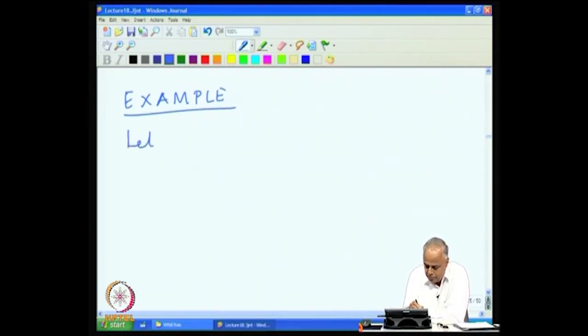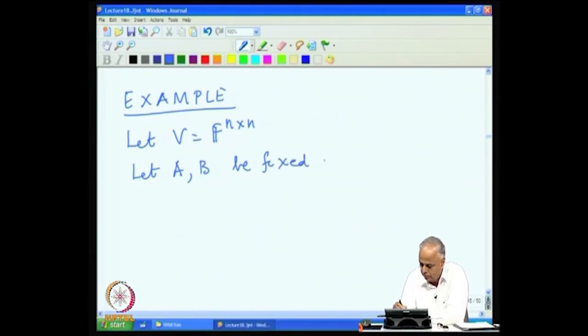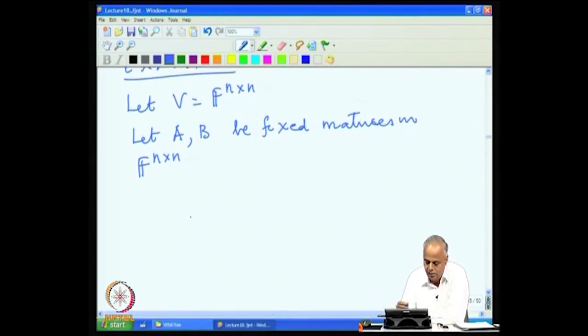So, let V equal F n cross n. For left multiplying you fix one matrix A, and for right multiplying you fix another matrix B. So, let A and B be fixed matrices in F n cross n. Take any two fixed matrices in F n cross n. Now, we are going to generate a transformation starting from these two matrices. So, we will call it T A B.